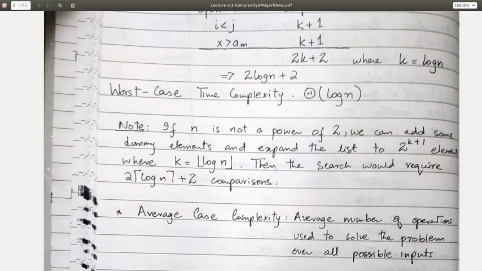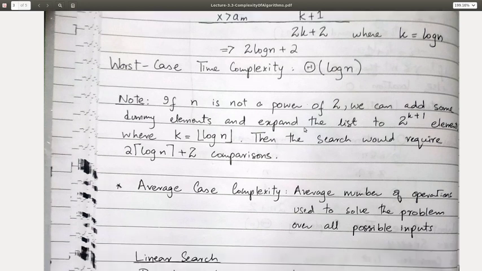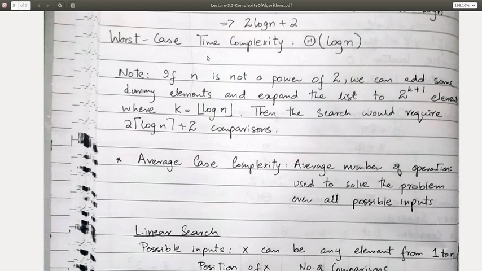So in the next one, what we have is the average case complexity. So far we were talking about the worst case complexity, which is what happens when your element is, let's suppose, at the end of the list, because then you can't find it in the middle. The average case complexity is different. The average case complexity is, on average, how many operations would you use over all possible inputs. So if you consider all different possible inputs, what's the average time complexity of your algorithm?